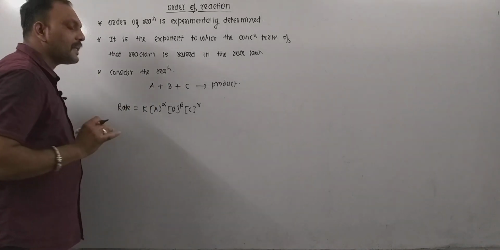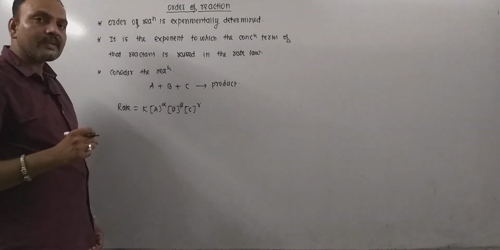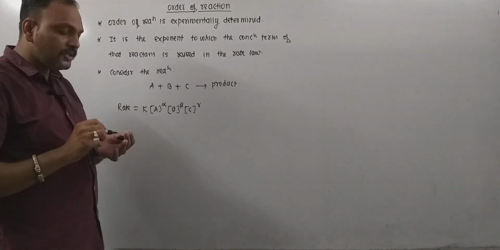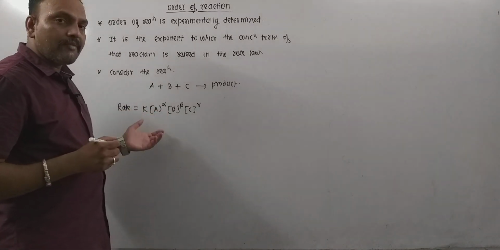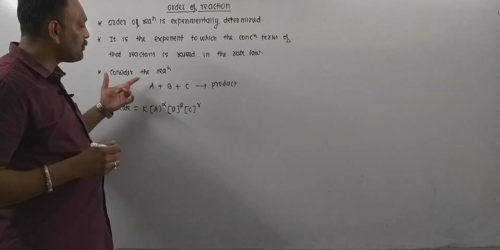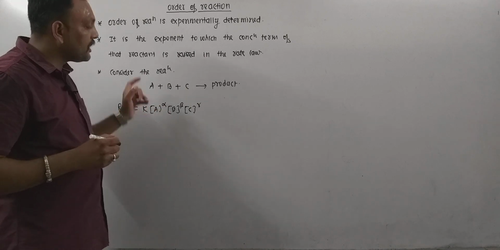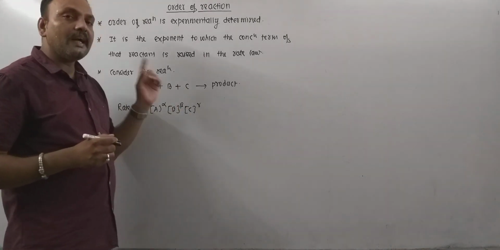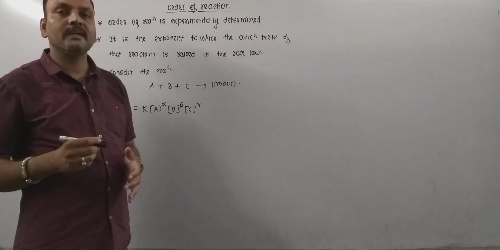Now what does this indicate? This indicates that the order with respect to A is alpha, because the concentration term is raised to the exponent alpha. That's why the order with respect to A is alpha, the order with respect to B is beta, and the order of reaction with respect to C is gamma.